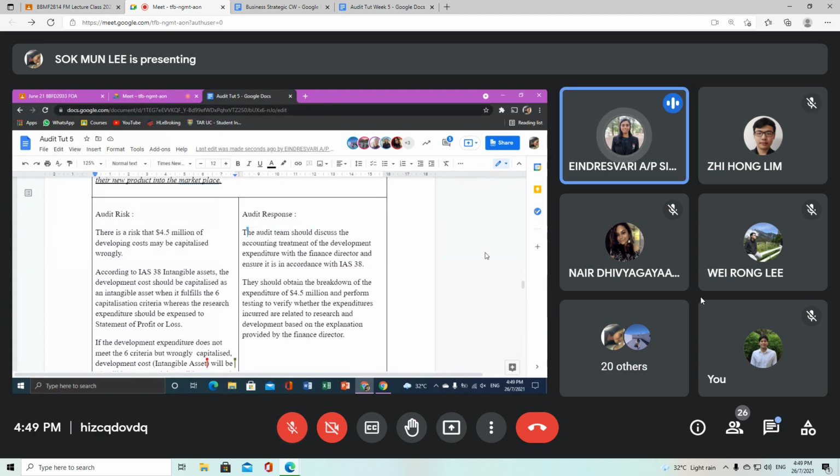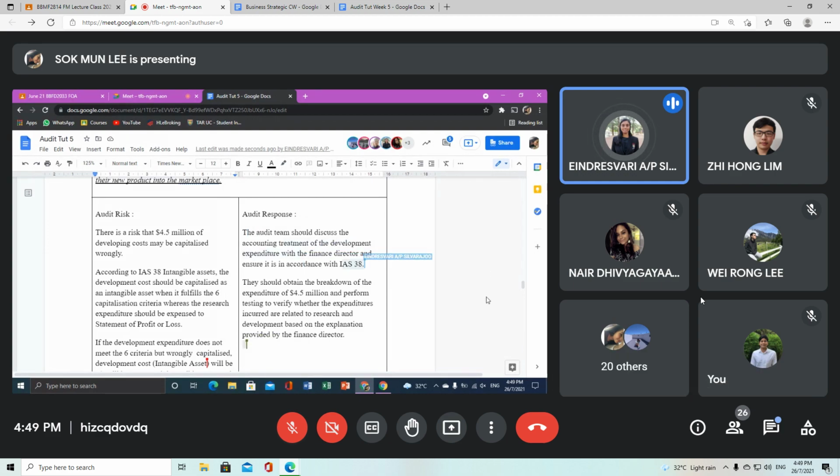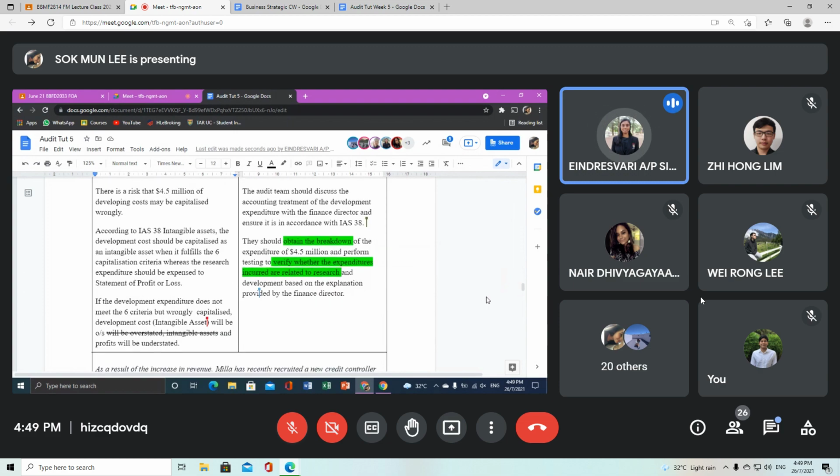The audit team should discuss the accounting treatment with the development director to see whether it is in accordance with IAS 38. And as usual, if you are not sure of classification, you need to obtain the breakdown and then you need to assess whether it can be capitalized. Okay, next is here they have recruited new controller.